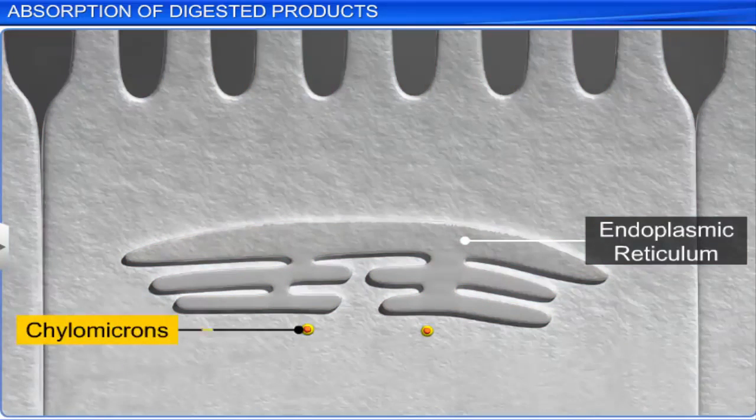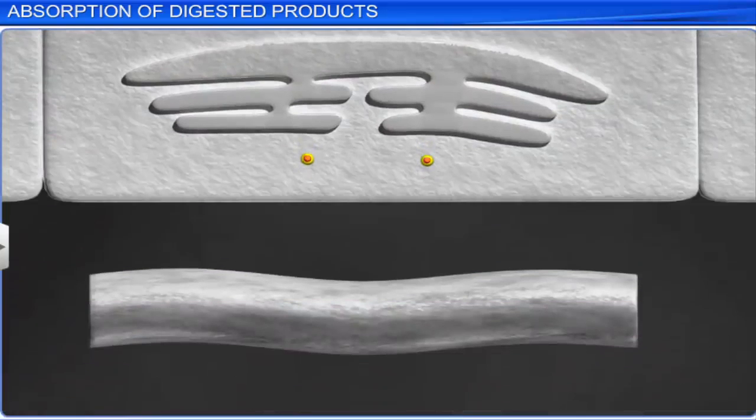which are transported into the lymph vessels called lacteals in the villi. These lymph vessels ultimately release the absorbed substances into the bloodstream.